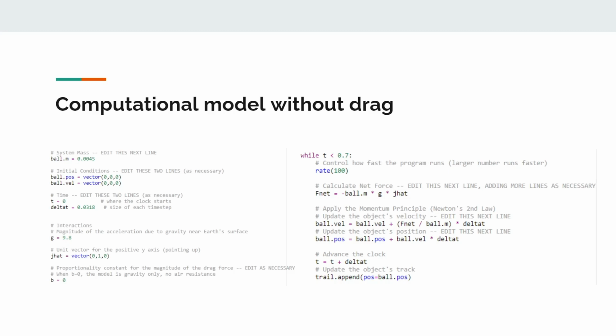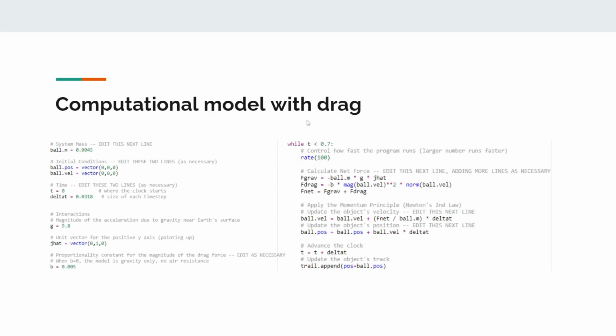The computational model without drag is as the following code. b is 0 because we're not including the force of drag. And then since there's no drag force, the net force will just be the force of gravity, which is mass times gravity. And I use the velocity and position update formulas to update the respective graphs.